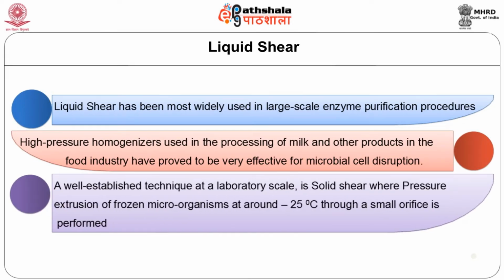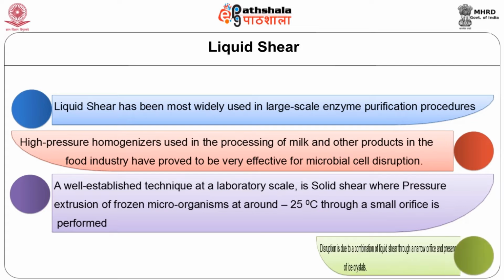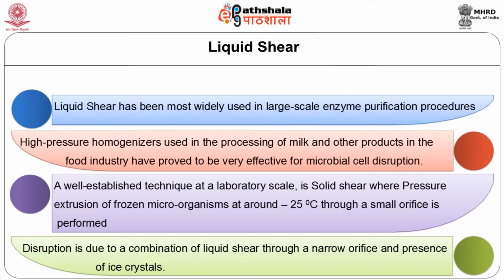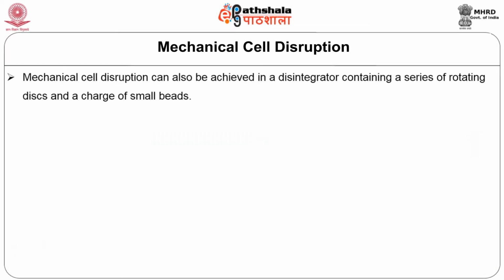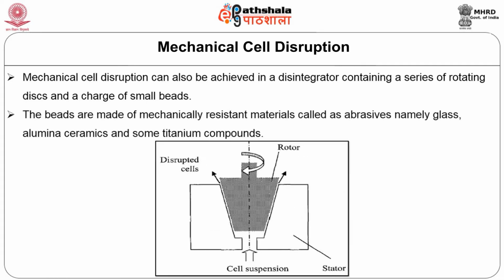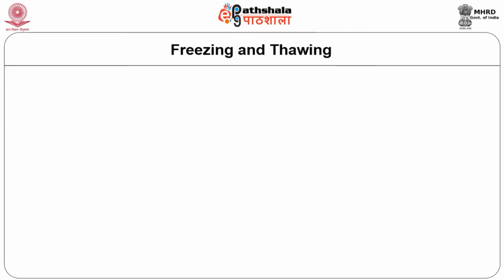A well-established technique at a laboratory scale is solid shear, where pressure extrusion of frozen microorganisms at around -25 degrees centigrade through a small orifice is performed. Disruption is due to a combination of liquid shear through a narrow orifice and presence of ice crystals. Mechanical cell disruption can also be achieved in a disintegrator containing a series of rotating discs and a charge of small beads. The beads are made of mechanically resistant materials called abrasives, namely glass, alumina, ceramics and some titanium compounds. Freezing and thawing is yet another technique in mechanical cell disruption.